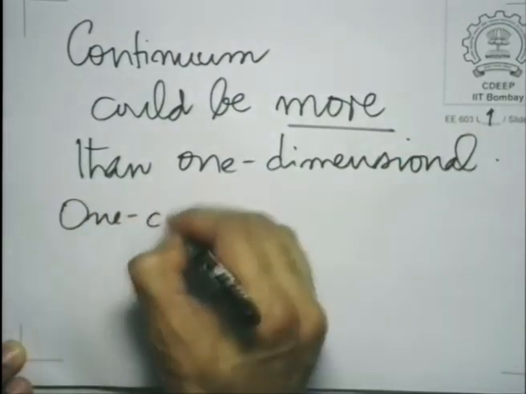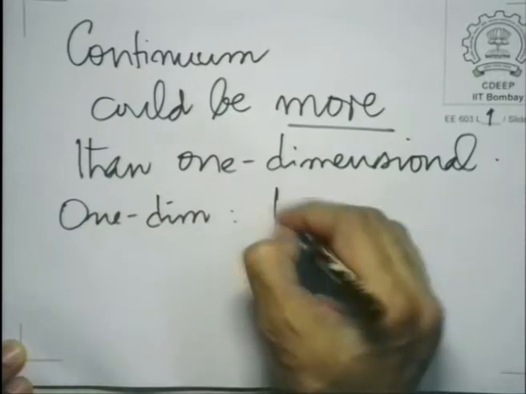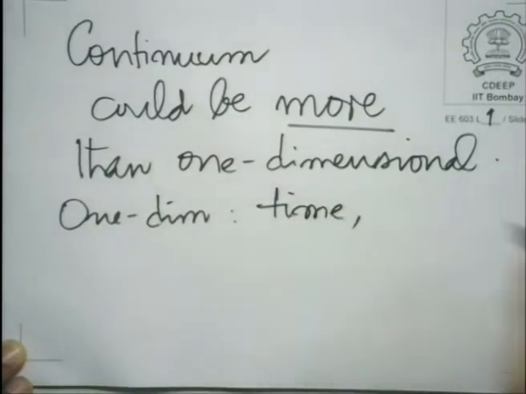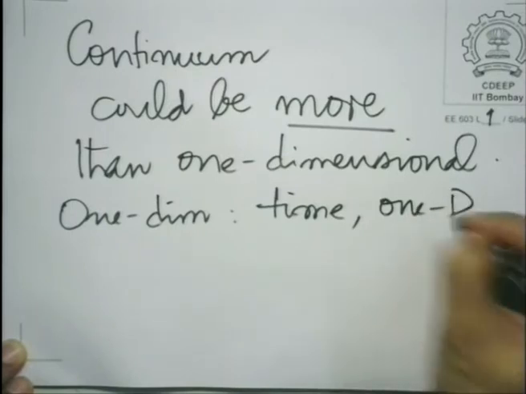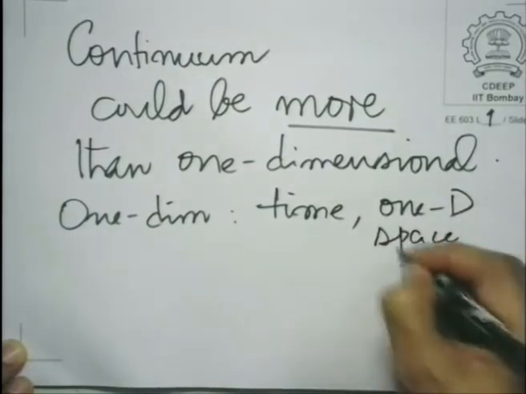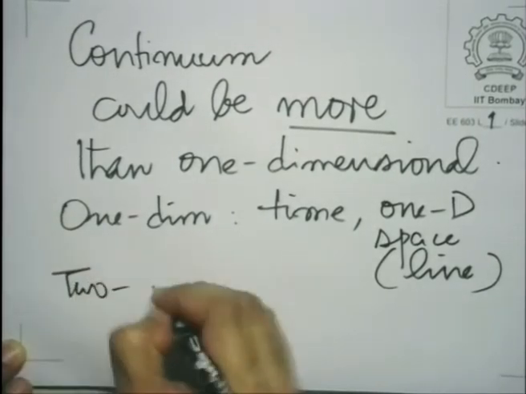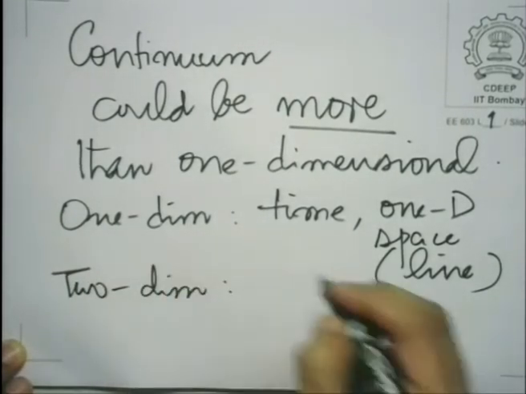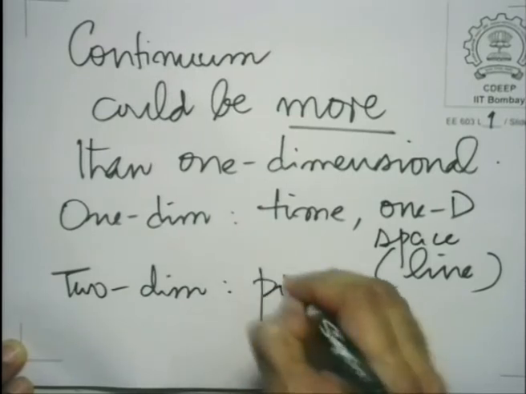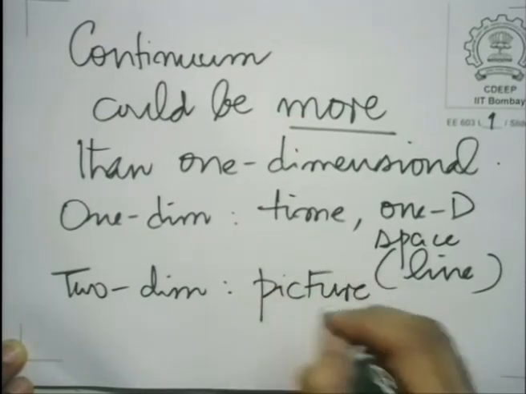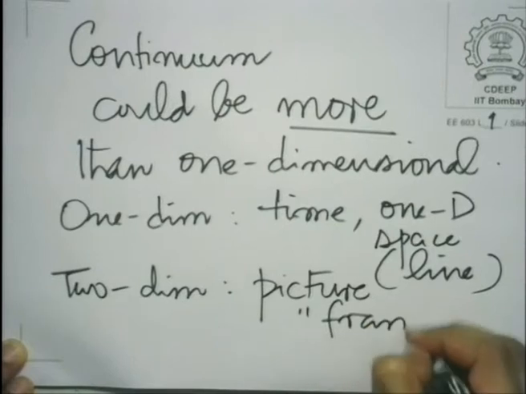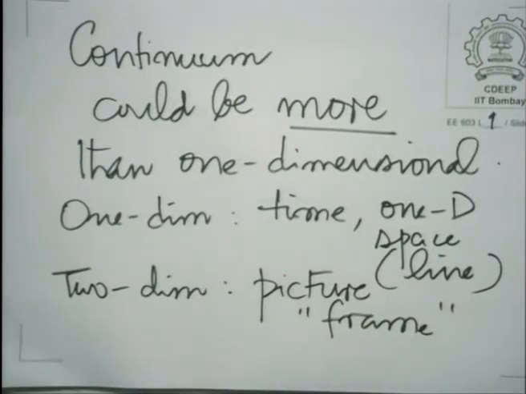One dimensional, an example is time. 1D space, that is a line, and so on. It could be two-dimensional. So, for example, you can have a picture frame, you can call it if you like. So, the space on which you put a picture is a two-dimensional continuum.